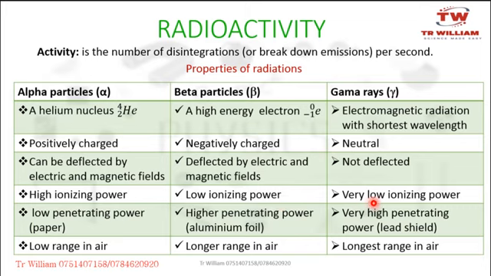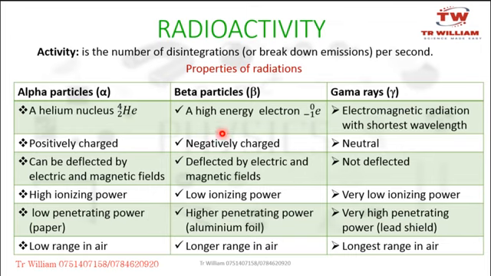Gamma rays can ionize, but only to a very small extent. Remember, gamma rays are not charged. When we look at the penetrating power, alpha particles have a very low penetrating power. In other words, they can be stopped by a piece of paper, because they are very heavy. They have a mass number of 4. They are heavy, so anything that is heavy cannot easily go deep. It cannot penetrate so much compared to something small.